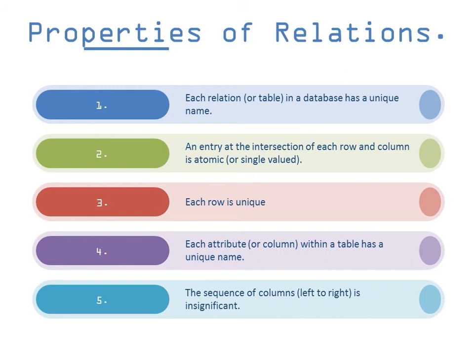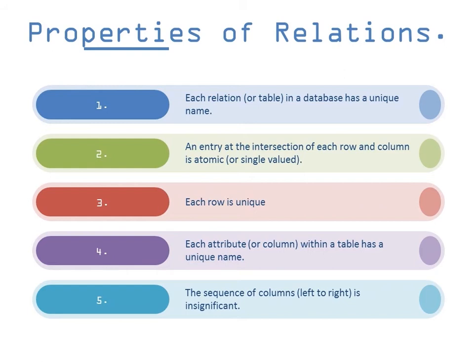First, each relation or table in a database has a unique name. Second, an entry at the intersection of each row and column is atomic or single-valued. It means that there can be only one value associated with each attribute on a specific row of a table. No multi-valued attributes are allowed in a relation. It means that columns in a relational table are not repeating groups.